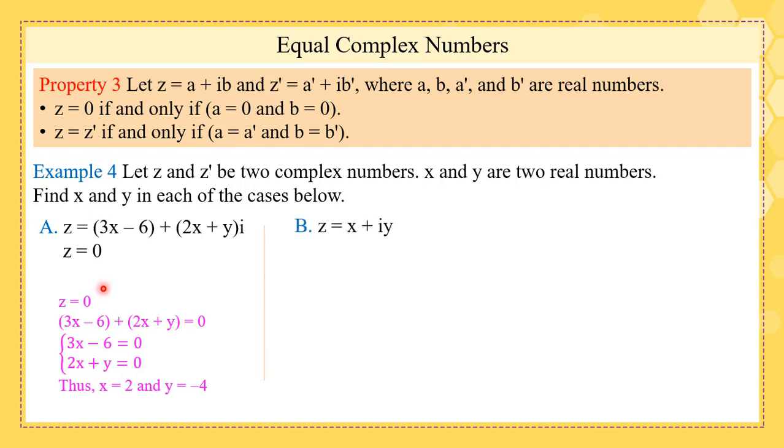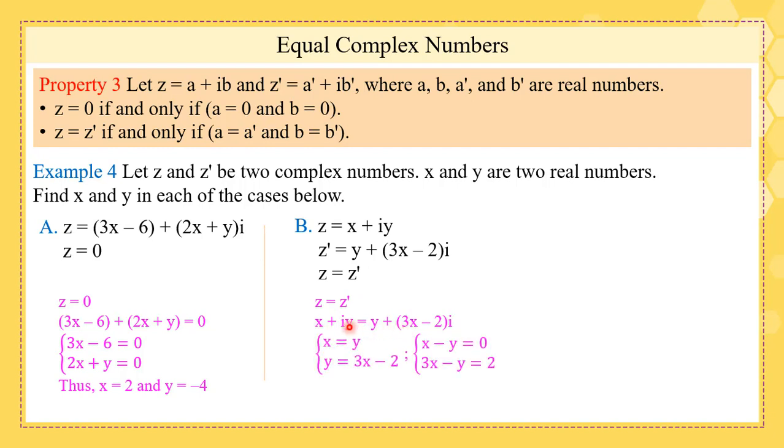Now let's see another example. This is Z. This is Z prime, and we know that Z is equal to Z prime. Try to go back to the property. Well, Z is equal to Z prime. This means that their real parts are equal and their imaginary parts are equal. So in this case, we can tell that this quantity is equal to that quantity. So x is equal to y, and y is equal to 3x minus 2. And if we reorganize the system, this is what we get. And after solving the system, we get x is 1 and y is 1.